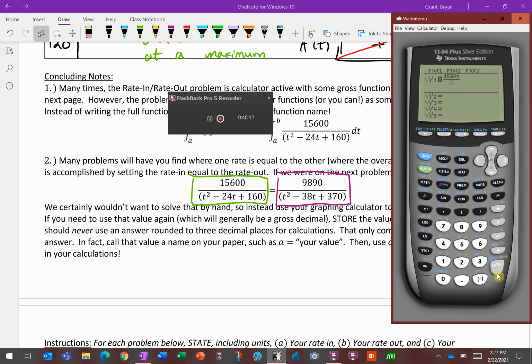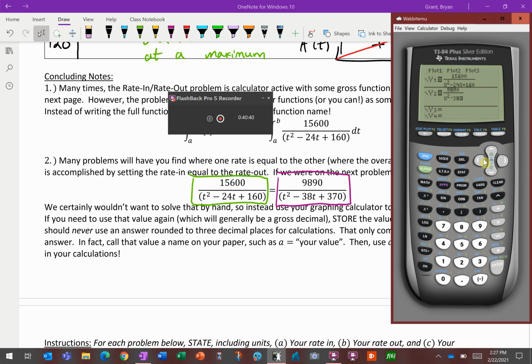Divided by x squared minus 24x plus 160. And there's the first guy. And then same thing for the second. 9890 divided by x squared minus 38.